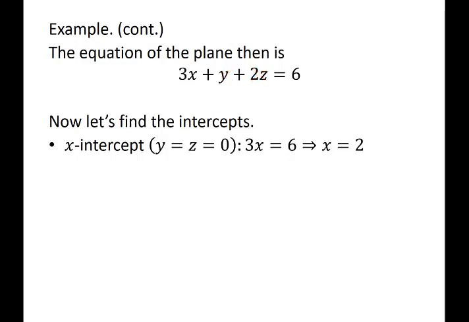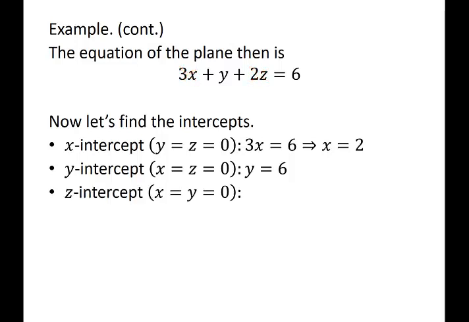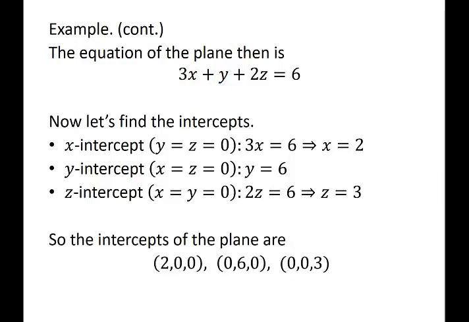What about the y-intercept? Well, our plane will intersect the y-axis when x and z are both 0. And so our y-intercept occurs when y equals 6. Finally, our z-intercept. So the plane will intersect the z-axis when x and y are both 0. And so our equation then becomes 2z = 6, so z = 3. Therefore, the intercepts of this plane are the points (2, 0, 0), (0, 6, 0), and (0, 0, 3).